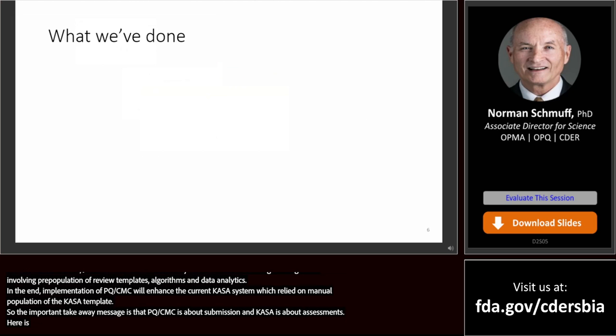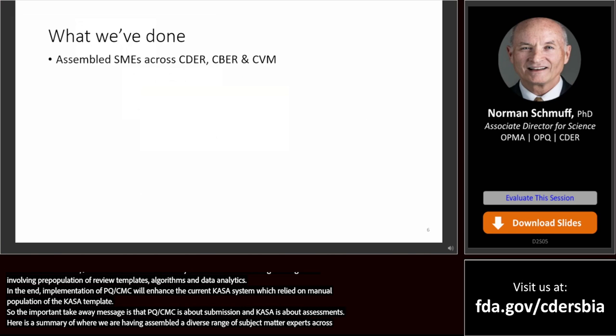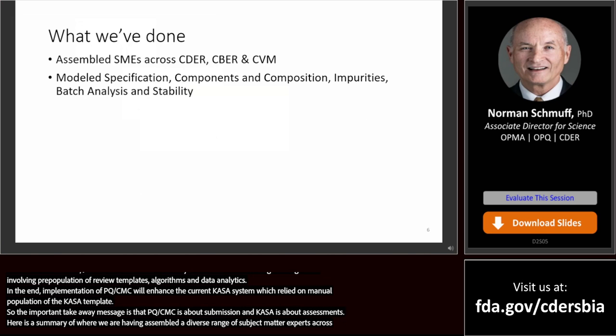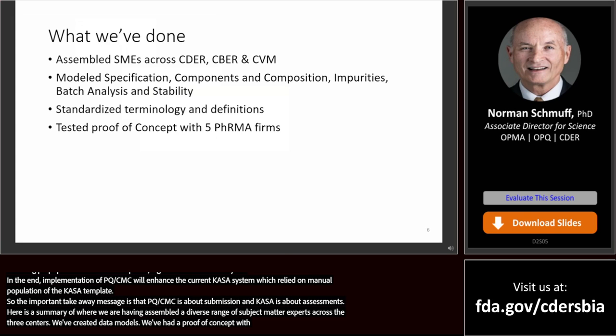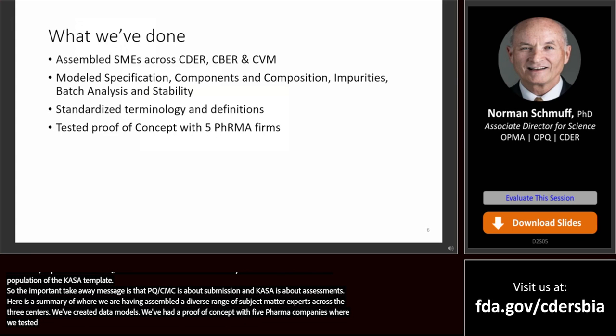Here's a summary of where we are, having assembled a diverse range of subject matter experts across the 3 centers. We've created data models for the listed elements and standardized terms and definitions, relying first on existing standards, for example, from FDA, ICH, IUPAC, USP, and EMA. We have had a proof of concept with 5 pharma companies where we tested that the FHIR instance could be successfully sent through our electronic gateway and that it did adequately represent the data prior to its transformation.